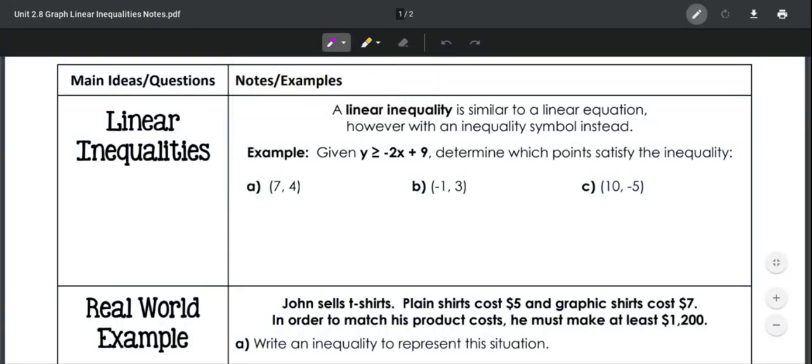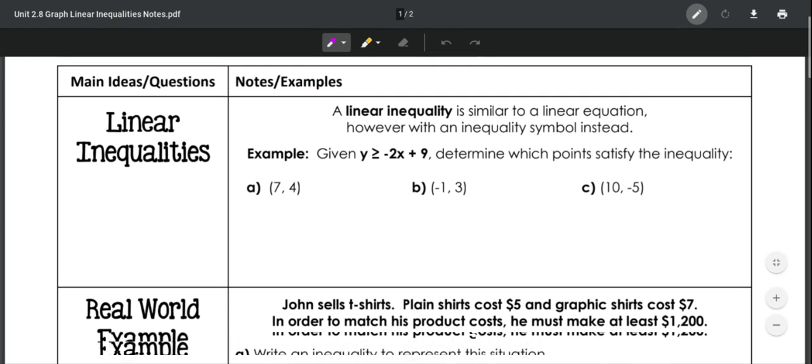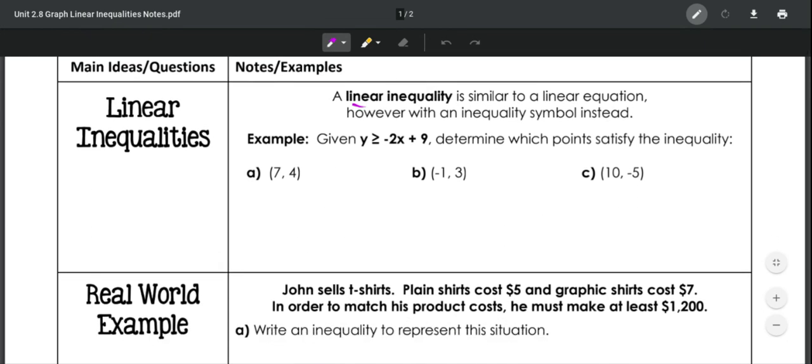All right. So our notes tell us that a linear inequality is similar to a linear equation. It just has an inequality symbol. So like y equals mx plus b, it'll just be with an inequality symbol in front. So you graph them the same exact way, other than a few contingencies, but we'll get into that.